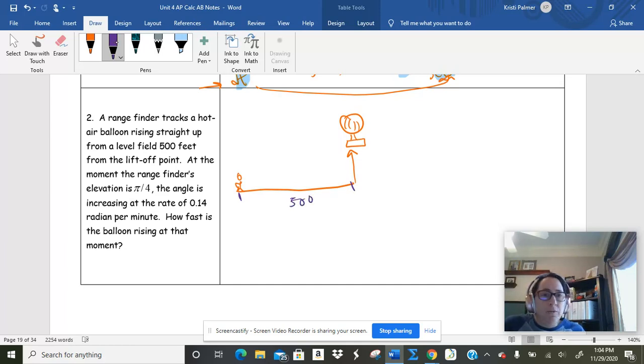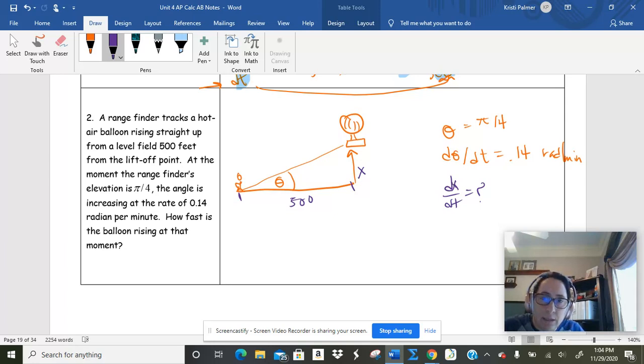At the moment that the rangefinder's elevation is pi over 4, so I have this theta, and we want to know when theta is pi over 4. The angle is increasing at a rate of 0.14 radians per minute. How fast is the balloon rising? Don't know. Give that a variable. Don't care what you want to call it. At that moment. So now they want to know, what is this dx/dt?